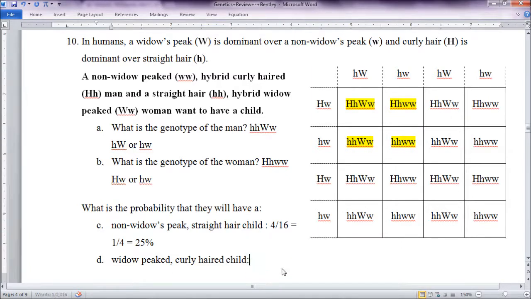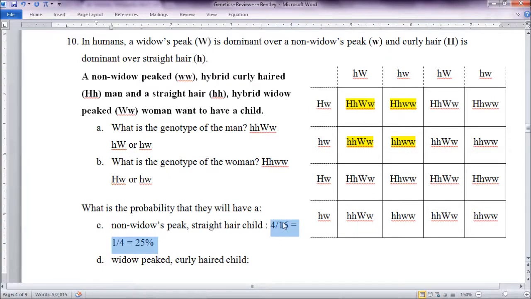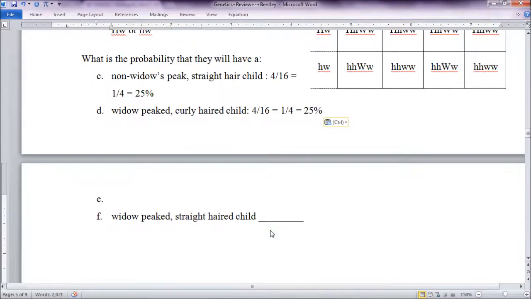So widow peak, curly-haired child. Curly hair will be anything with a capital H. Widow's peak will be anything with a capital W. So if we put them together, widow's peak and curly hair, it has to have a capital W, a capital H, but it doesn't have to have a second one. So this one is, and that's it. So I've highlighted those. It is again a 1 in 4 chance, 4/16. So I'm just going to copy and paste that.